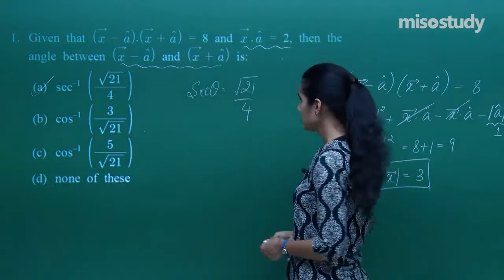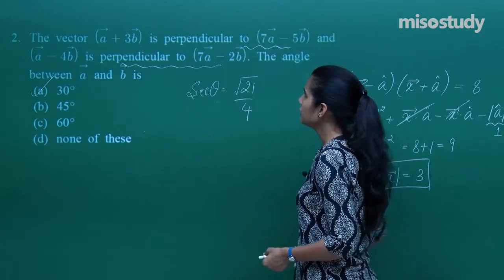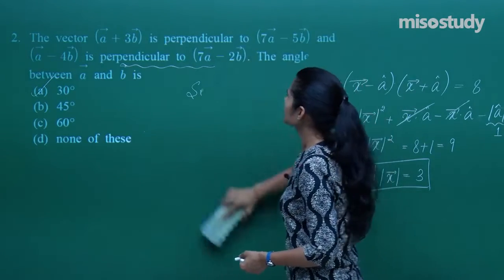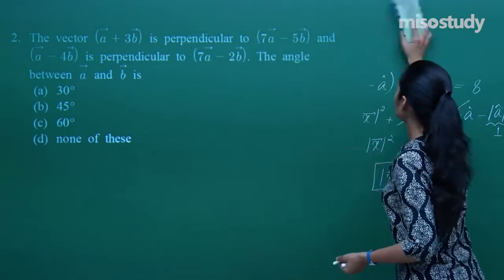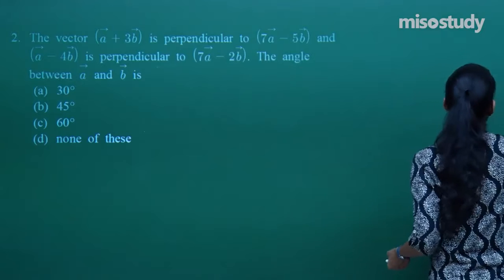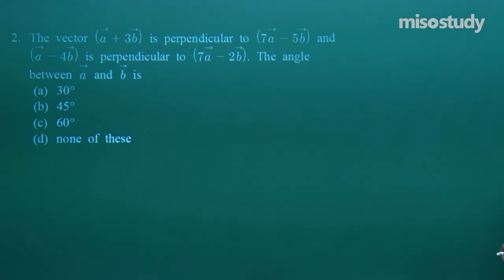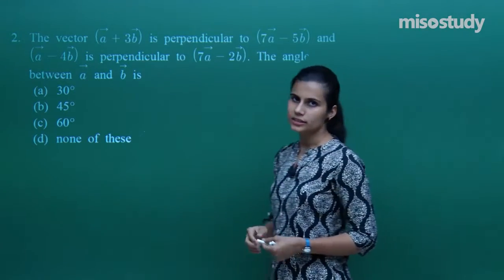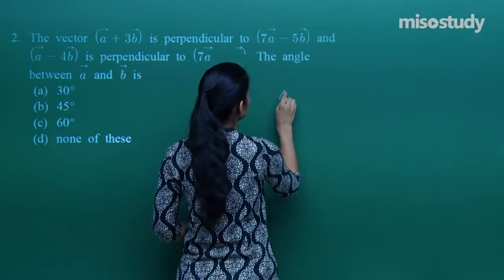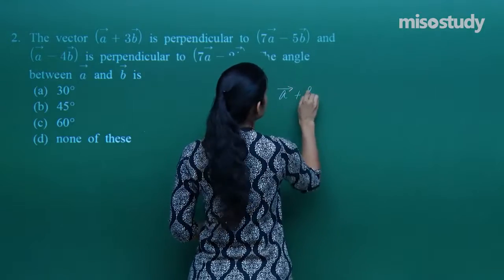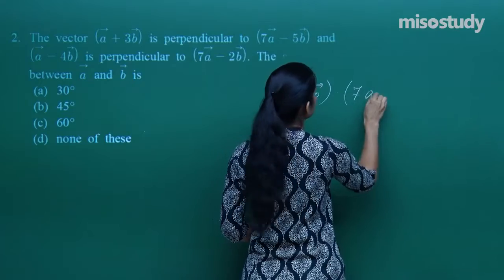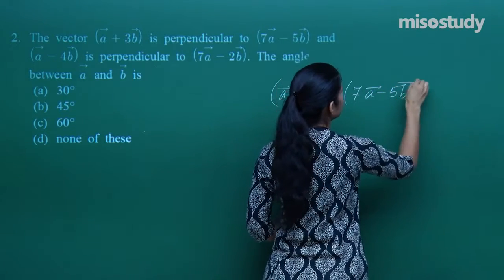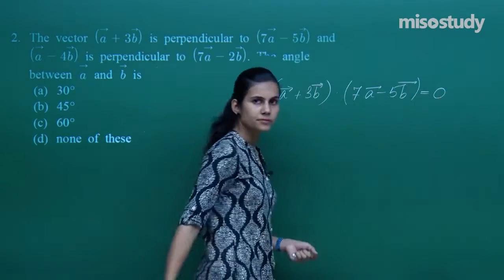Moving to the next question, we have this vector is perpendicular to this vector and the other vector is perpendicular to this other vector. What is the angle between A and B? Let's talk about this now. So you know that when two vectors are perpendicular to each other, their dot product is 0, right? So first of all you get A vector plus 3 times B vector, its dot product with 7 times A vector minus 5 times B vector is 0.